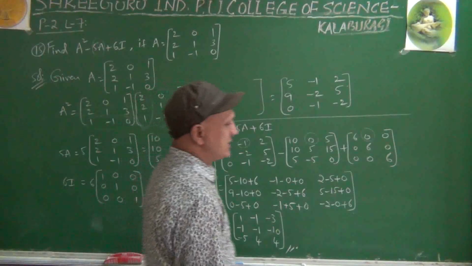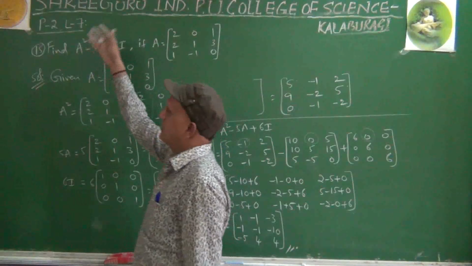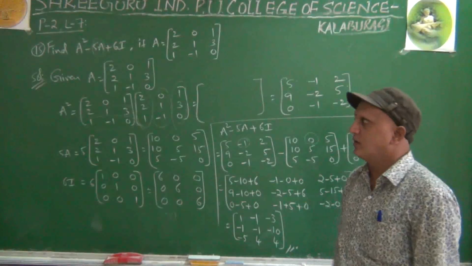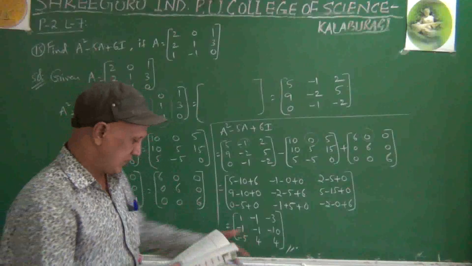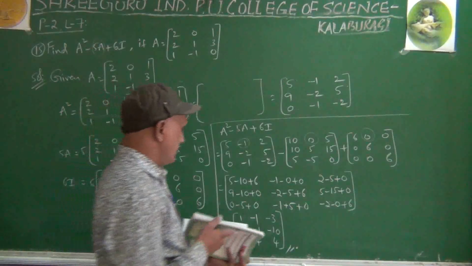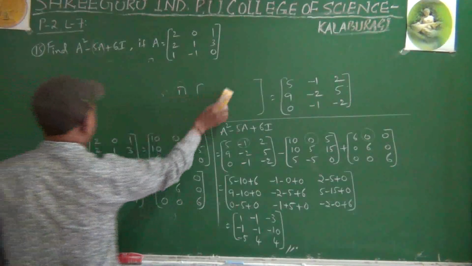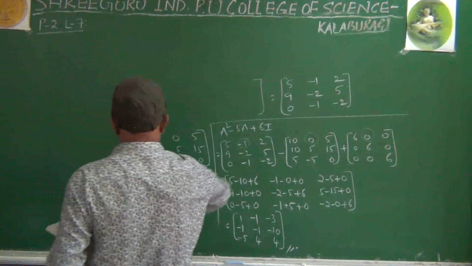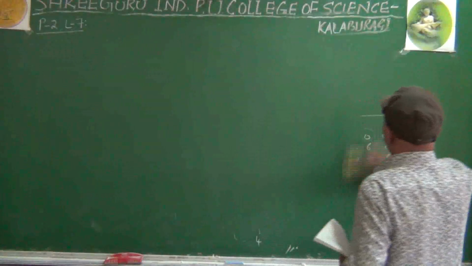That is the answer. Chances are there to ask the question where we have to find A cube plus something A square plus something A plus something I. Chances are there to ask A cube also. Next question is that only. You try that question, same like this. That question I am going to give as homework. You have to solve it.